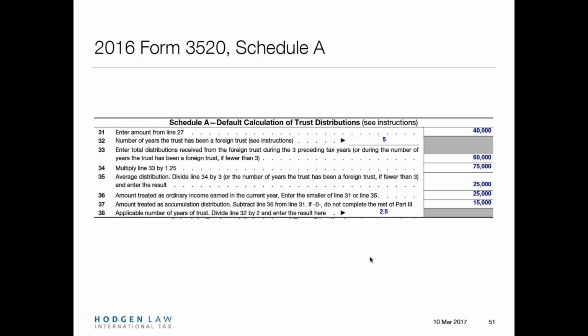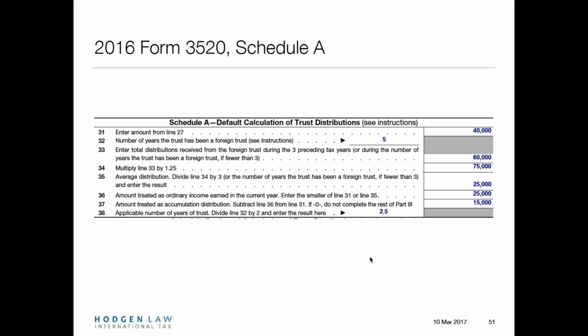Enter total distributions from the foreign trust during the 3 preceding tax years. Now in my example, I have 3 preceding tax years. So I'm going to add it up as $10,000 plus $20,000 plus $30,000 equals $60,000. This is what was received in the prior 3 years. Line 34 multiplied by 1.25, we get 75,000. Divide by 3 on line 35, and we get 25,000. And so what this means is that the first 25,000 of this 40 grand distribution is ordinary income, and the remainder on line 37 is going to be an accumulation distribution.